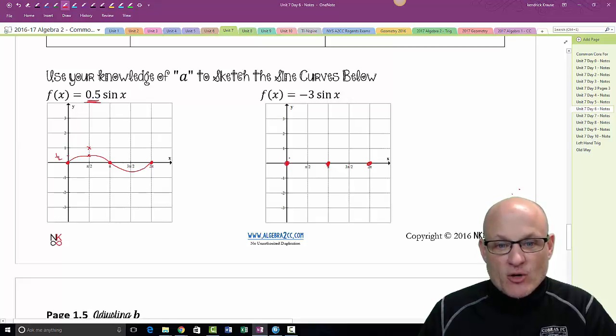The negative means instead of going up first, we're going to come down. Normally it will be at -1, but because it's got the 3, we're going down. And in between here will be up. So we're going to go like this.